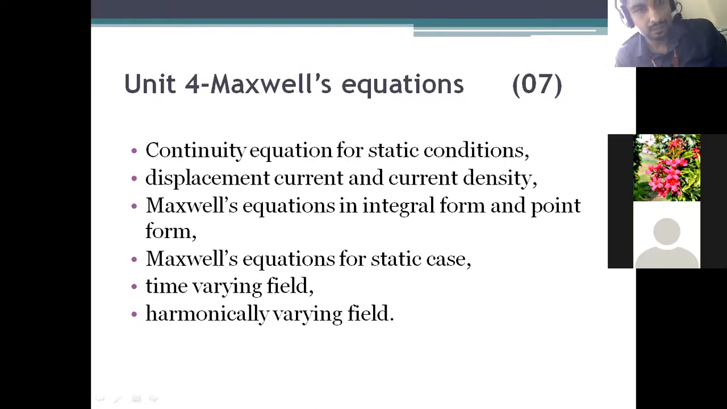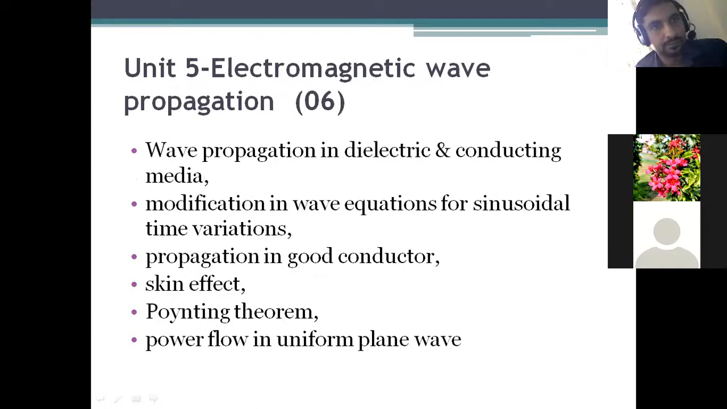So these are all field quantities, and Maxwell's equations give you the relation between them. There would be a continuity equation, displacement current, current density, all those basic concepts we will discuss, followed by that, we will see Maxwell's equations in two different forms. One is integral form, the second one is point form, right? Point form is also called the differential form of Maxwell's equations. We will see those equations for various fields like time varying and harmonically varying fields also.